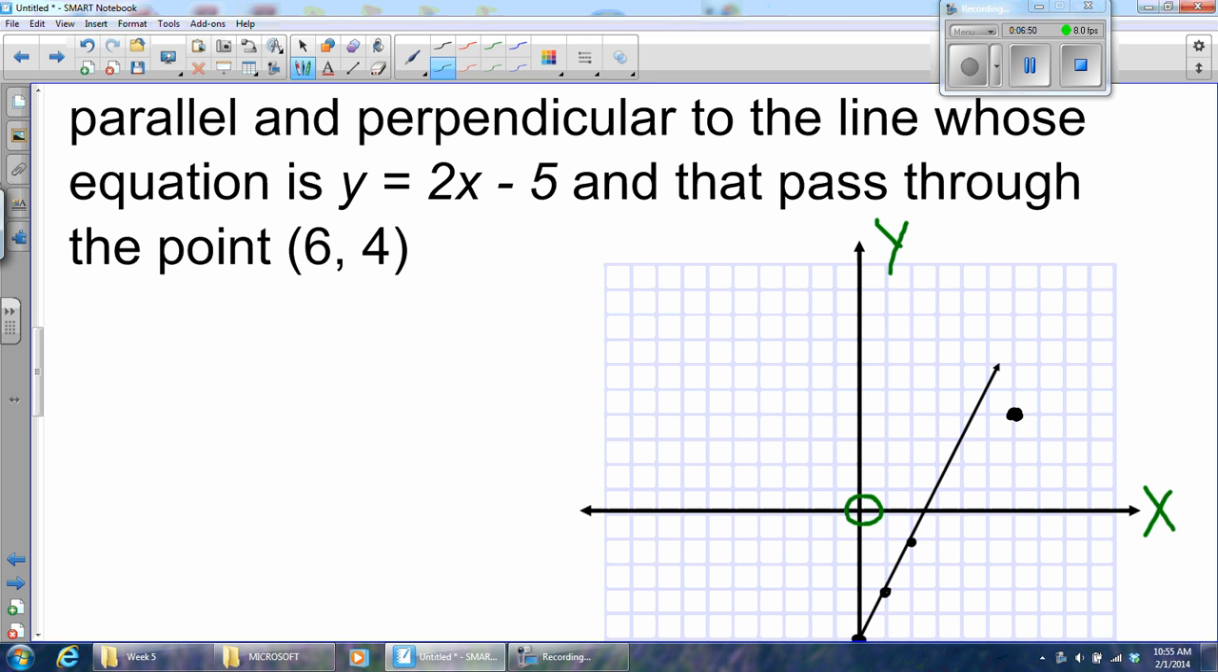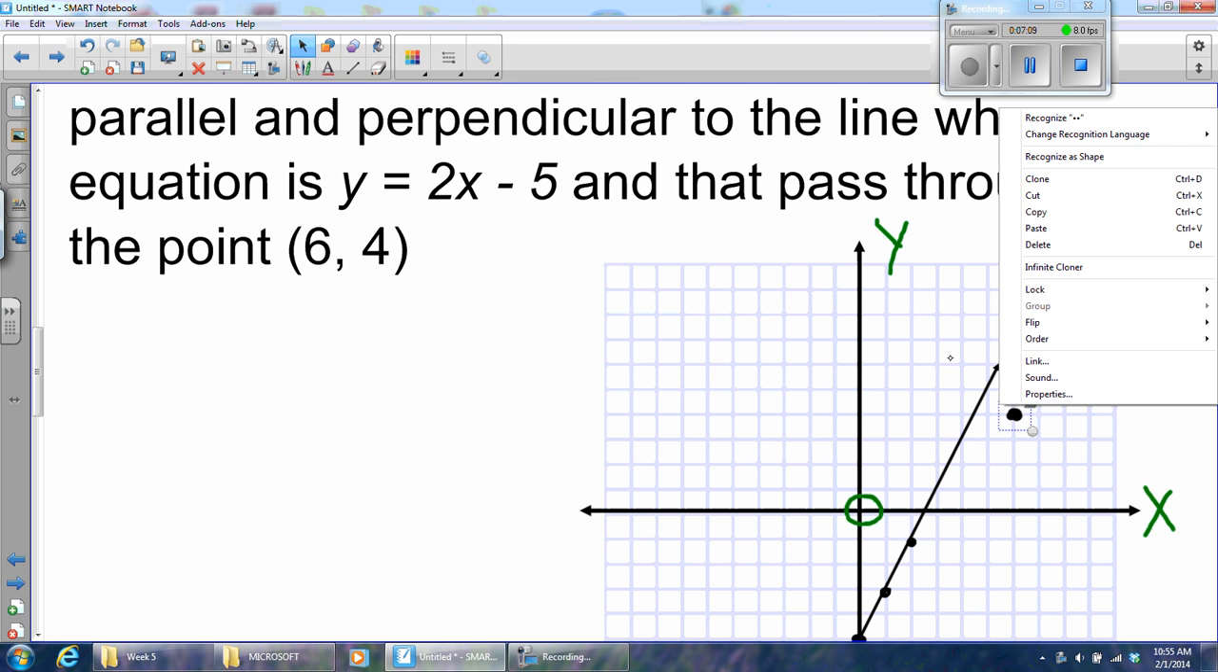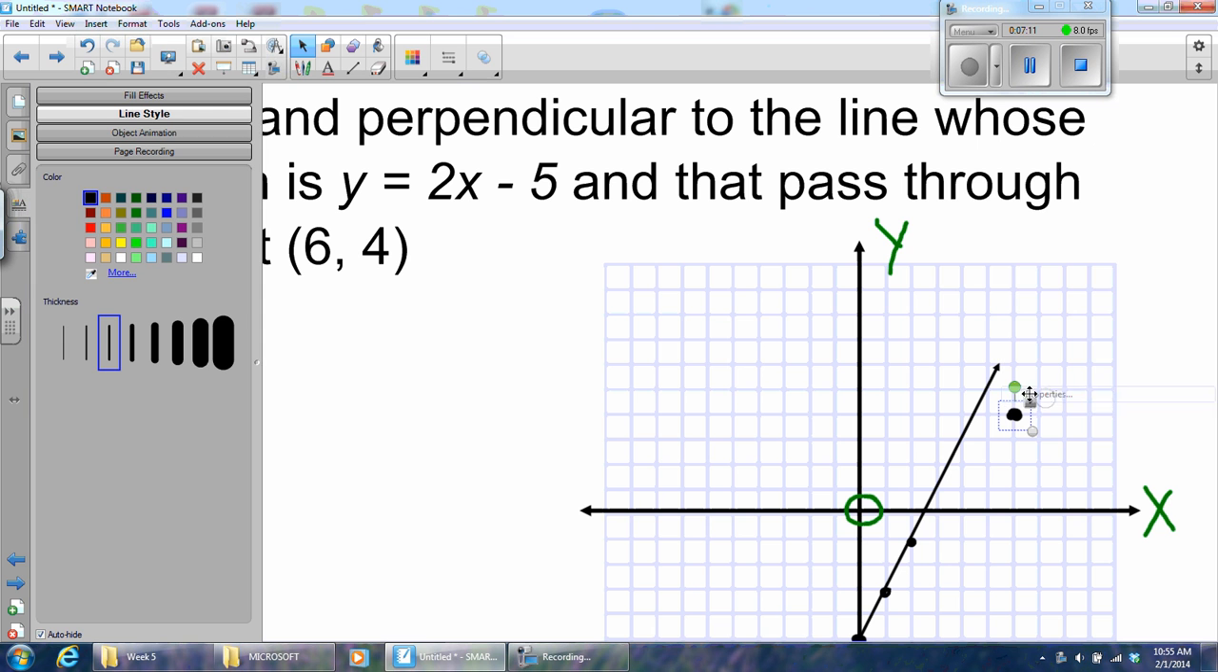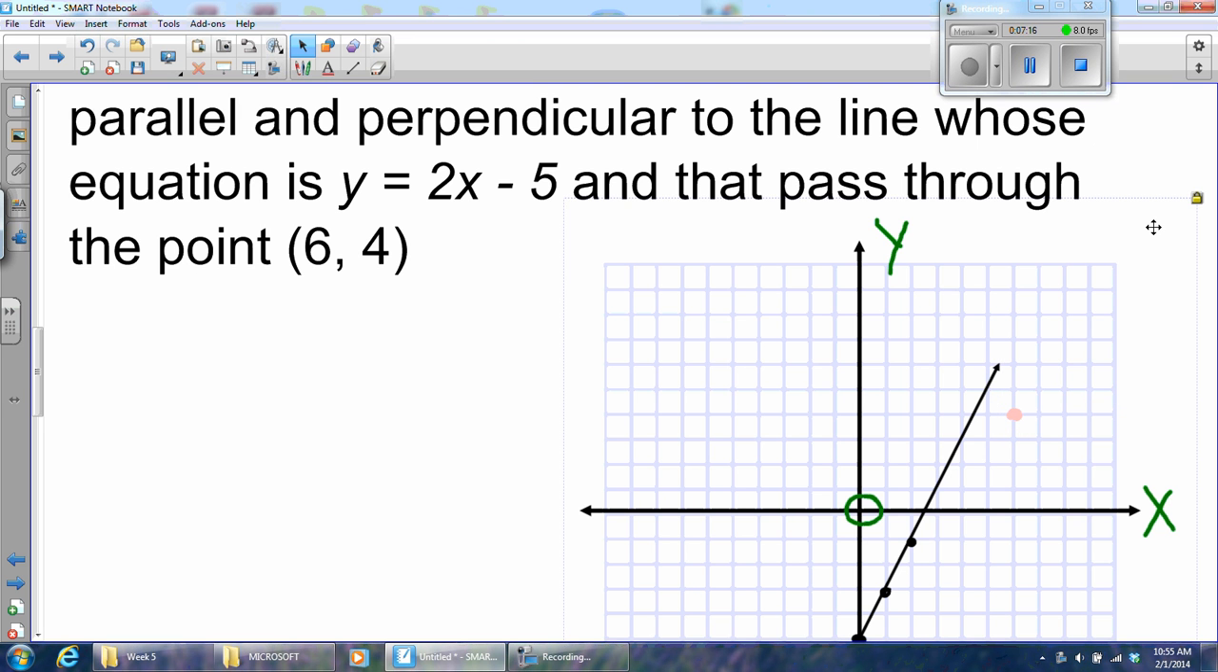All right. Now I need a line parallel to it and a line perpendicular to it. I'm going to find these without graphing, but once I get their equations, then I'll go ahead and graph them, and you'll see they do go through this point. And in fact, one will be parallel and the other will be perpendicular. I'm going to do the parallel one first. By the way, I'm going to change the color of that point. Hopefully you can still see that. That way it'll kind of stand out.